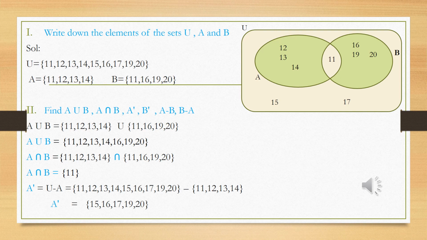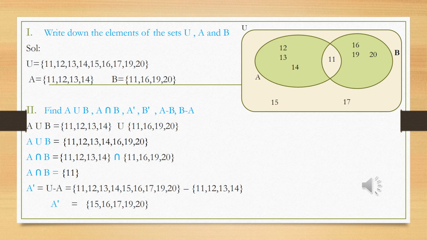Now, coming to the second part of the question, to find A union B. Union of set A and set B means all elements of set A and set B. From the Venn diagram, it is obvious that all elements of set A and set B are 11, 12, 13, 14, 16, 19, and 20, which is enclosed in curly brackets.